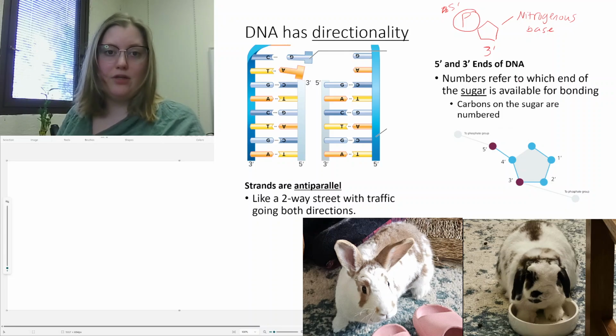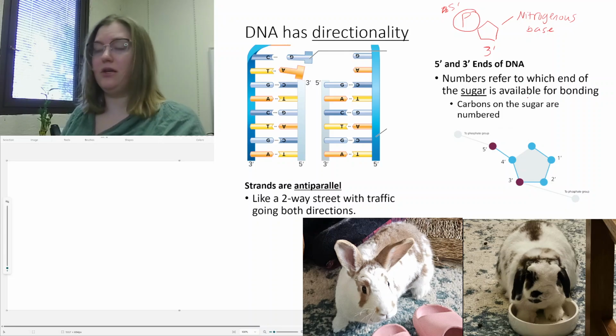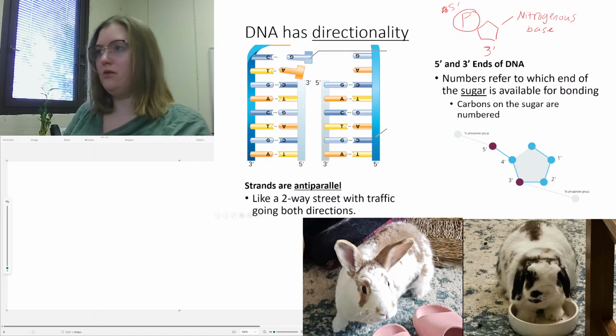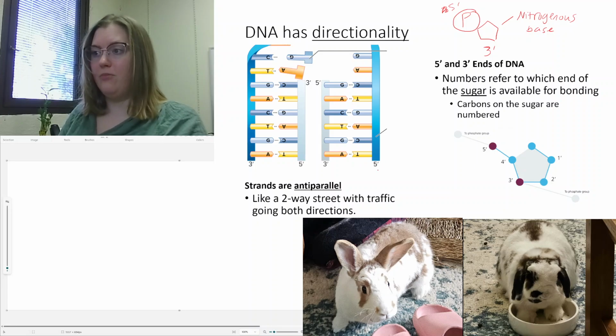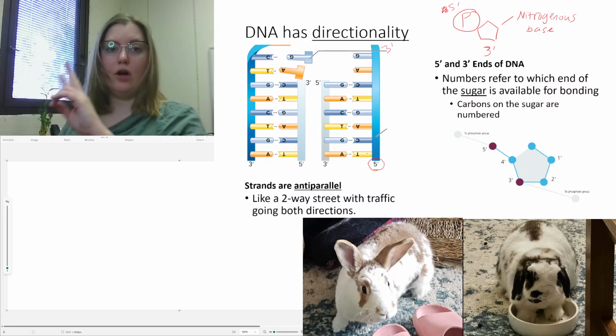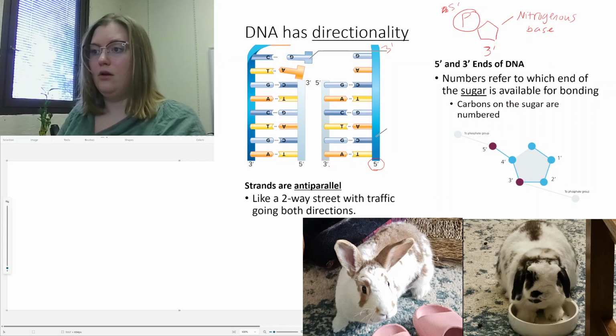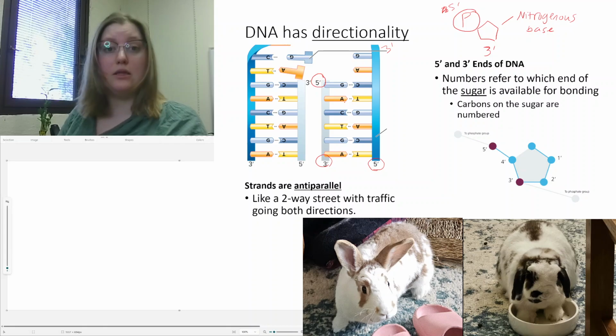So every nucleotide here is going to have a 3' end and a 5' end, which means that our DNA strands also have a 3' and 5' end. So you can see here's the 5' and here's the 3'. And on our complementary side, the 3' is at the bottom and the 5' is at the top.